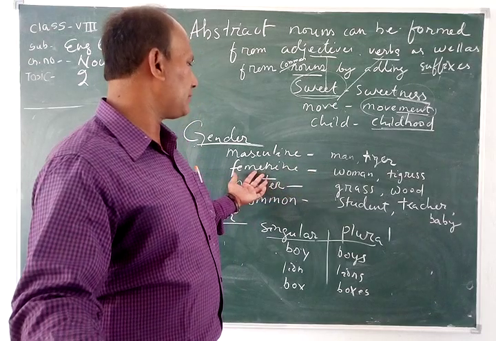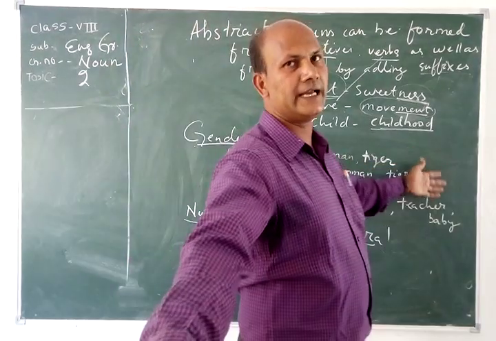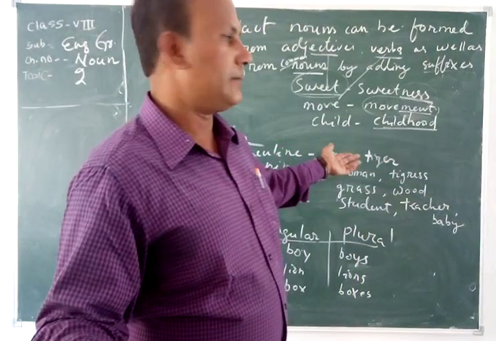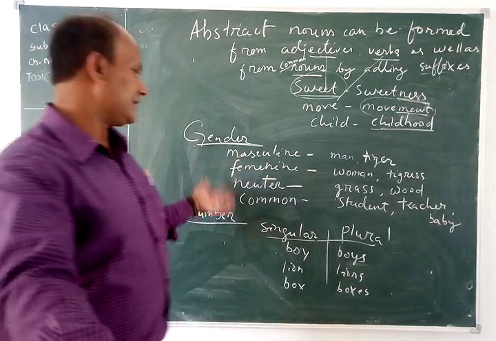Feminine means the opposite gender. Man, woman, tiger, tigress, lion, lioness. Then peacock, peahen. We can bring many examples for gender.